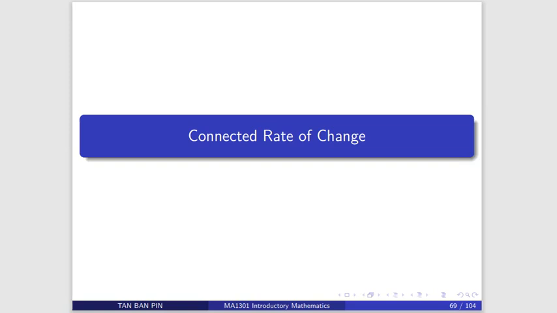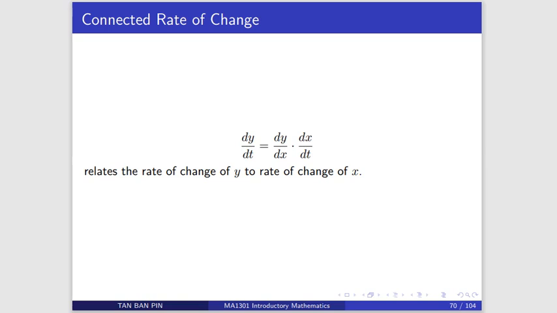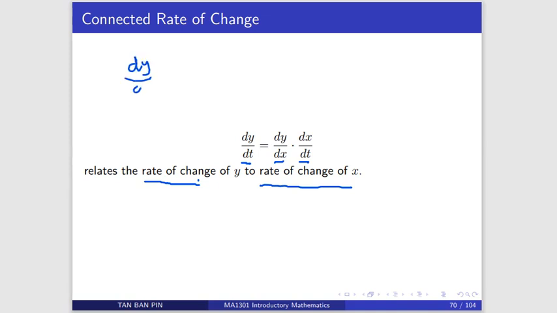Next, we shall look at connected rate of change. To find dy/dt, you can use the chain rule: dy/dx times dx/dt. This means the rate of change of y is related to the rate of change of x. When we talk about rate of change, it is with respect to time. So to find the rate of change of y, you find dy/dt.